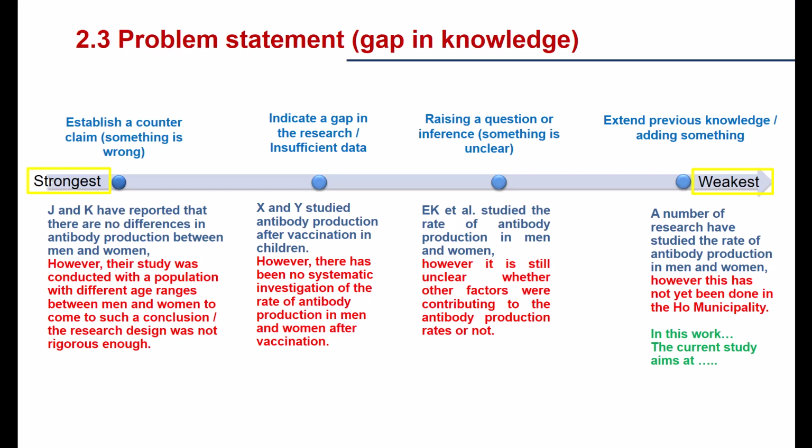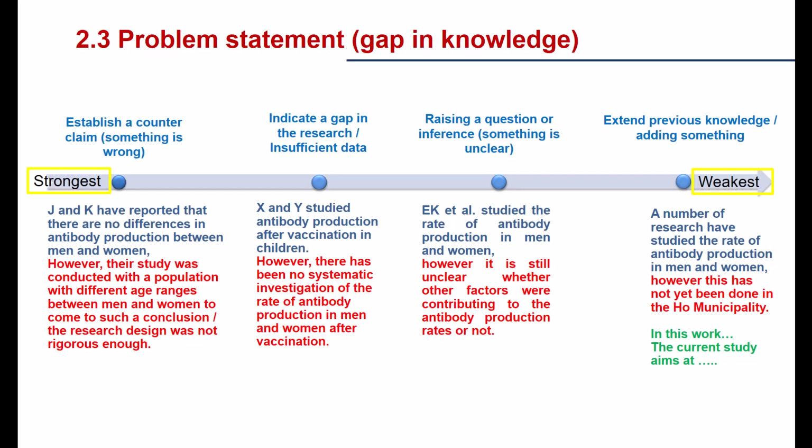Another option is to indicate a gap in the research. So something has been done, but it's not sufficient, and so you want to do this study. Or you can raise a question. This has been done, however, you think some things are not clear or something needs to be clarified. Of course, the weakest one is to just add something to the existing knowledge. So you just want to extend the existing knowledge. And this problem statement would lead you into the next step, which is the goal.